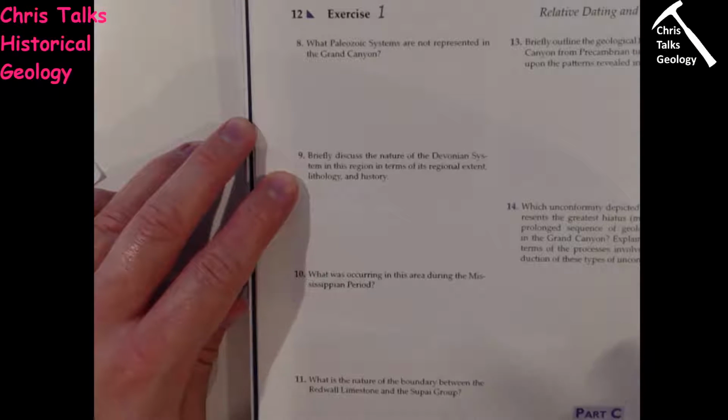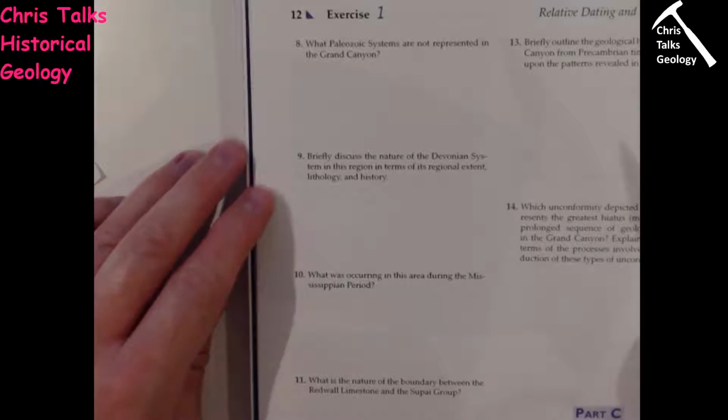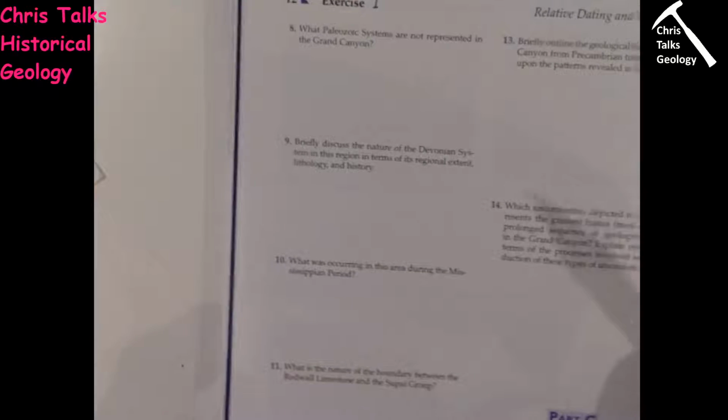Number 9, briefly discuss the nature of the Devonian system in the region in terms of its regional extent, lithology, and history. Well, okay, so number 1, find the Devonian age rocks. Next, what's the regional extent? Do they form a nice layer that's continuous, or do they form bodies that are discontinuous? So, does the layer just kind of pop up and then disappear, pop up and then disappear again?